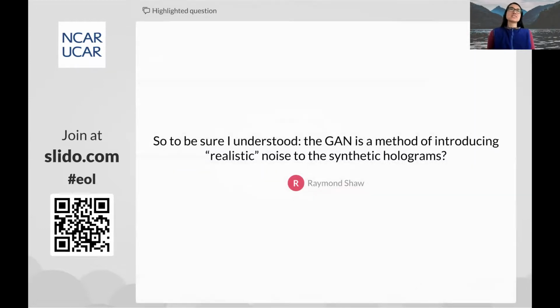We have a question from Raymond Shaw who asks, so to be sure I understand, the GAN is a method of introducing realistic noise to the synthetic holograms. That is correct. Yes, that's what we're going for, right?